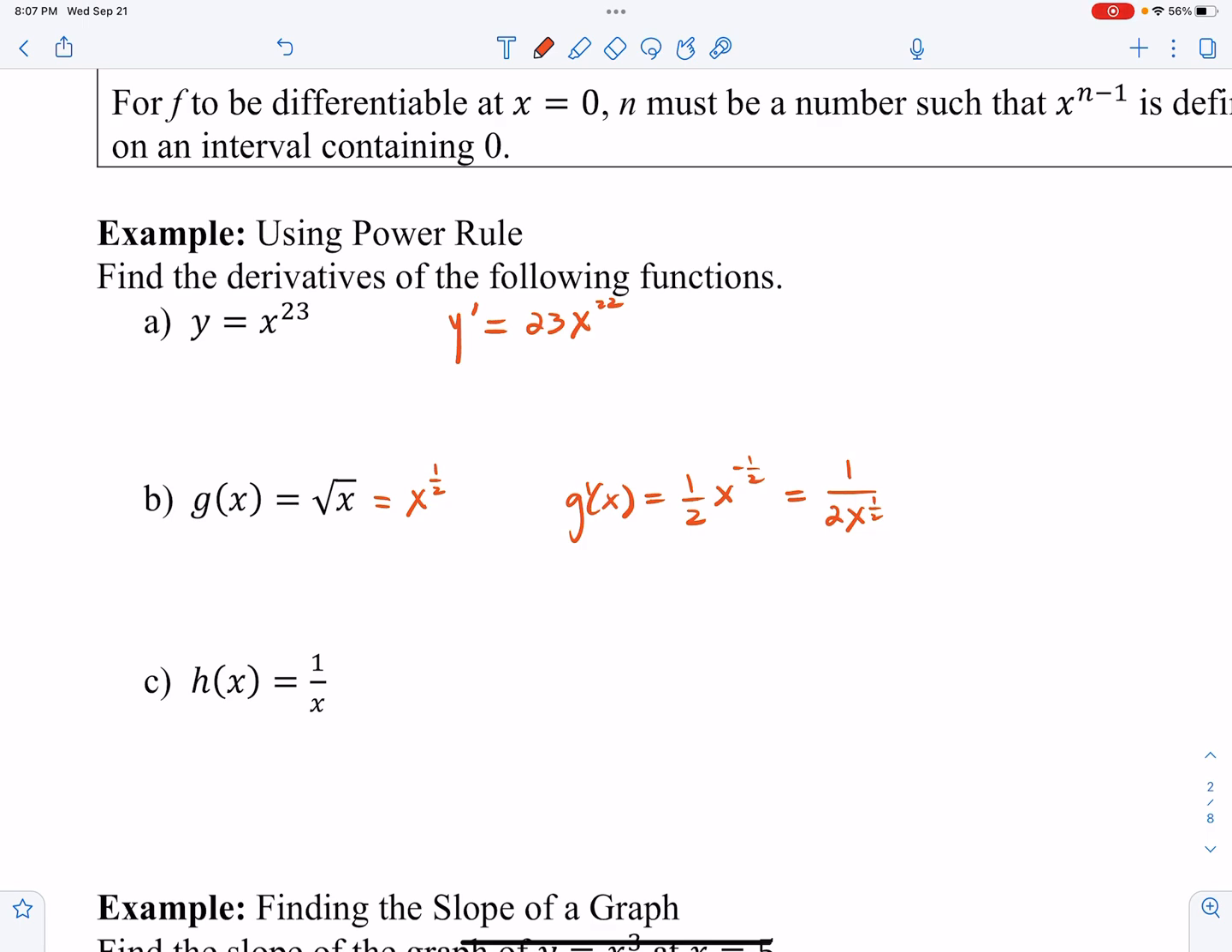And then for h of x, I'm going to rewrite 1/x so that it's in the form of x to the n power. So I'm rewriting 1/x as x to the negative first power, thinking about exponent rules. So h prime would be negative, that's like bringing the -1 forward. Subtract 1 from the exponent, it's -2. And then rewriting that without the negative exponent, I would just be moving x squared to the denominator.